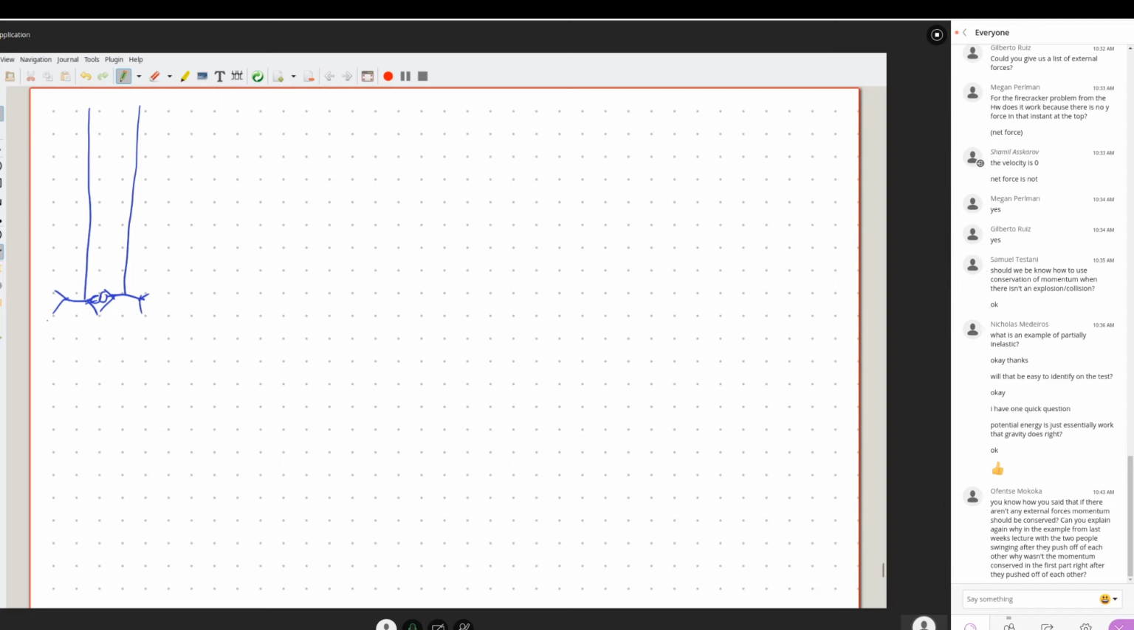So here are two people. And the question said, okay, when they push off of each other, they're hanging from the ceiling, they're going to swing up at some angles. So they'll go out like this, up into the air. And the question asked you to figure out what that angle was, right?